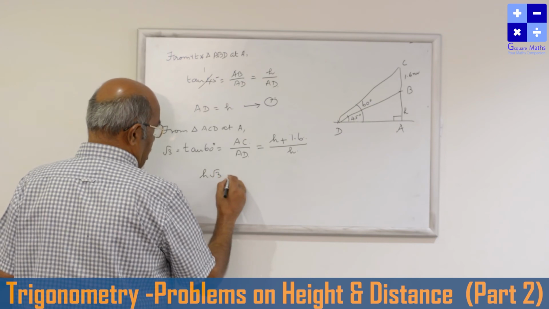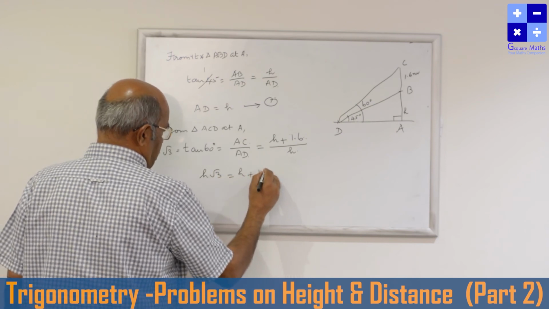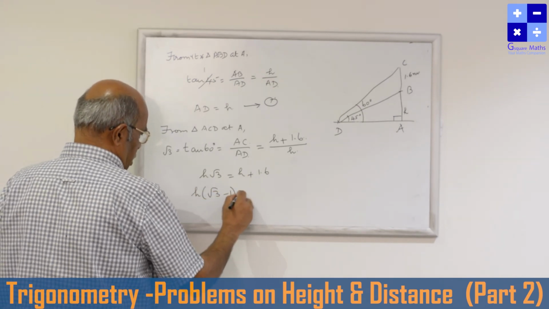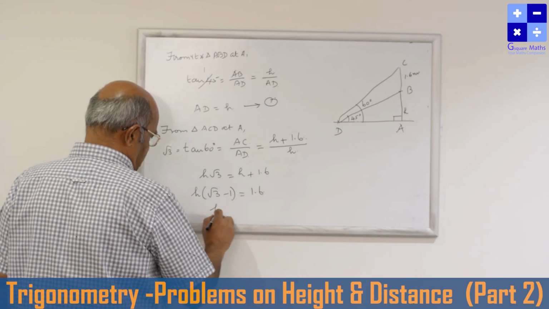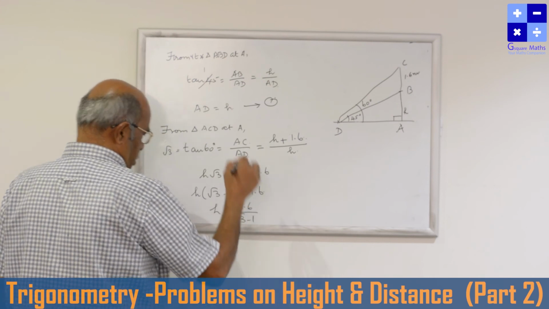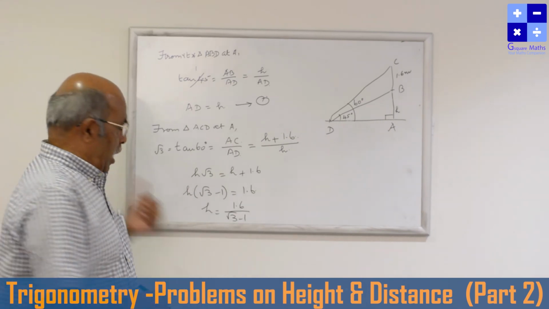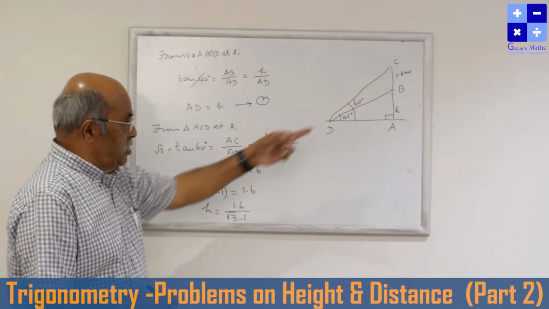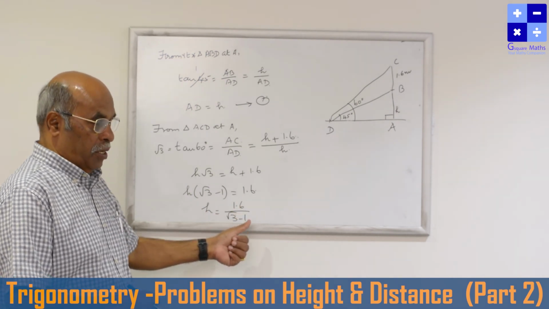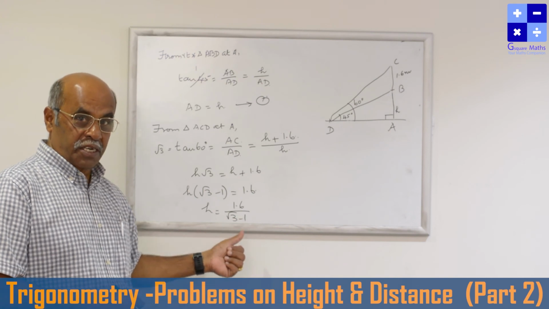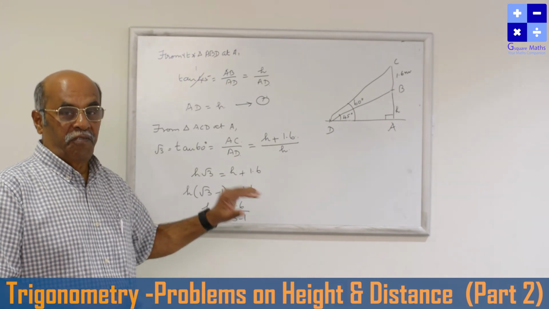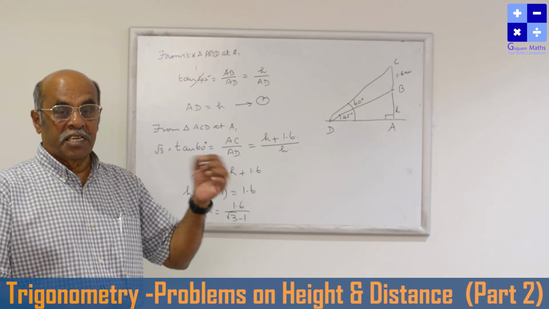So H root 3 is equal to H plus 1.6. Take the H this side. H into root 3 minus 1 is equal to 1.6. Therefore, H is equal to 1.6 by root 3 minus 1. So, as per our assumption, H is the height of the pedestal and we calculated H as 1.6 by root 3 minus 1. As the denominator consists of a surd, you can give the answer as it is. This is the answer. If you want to give the simplest answer, we have to rationalize the denominator.